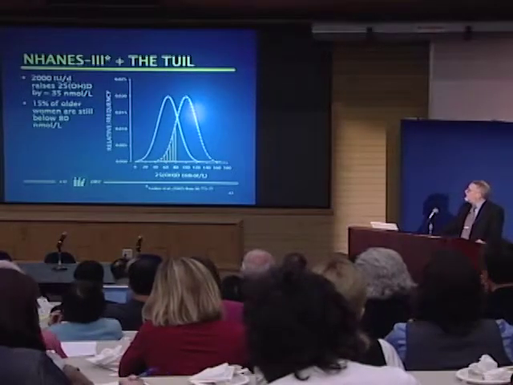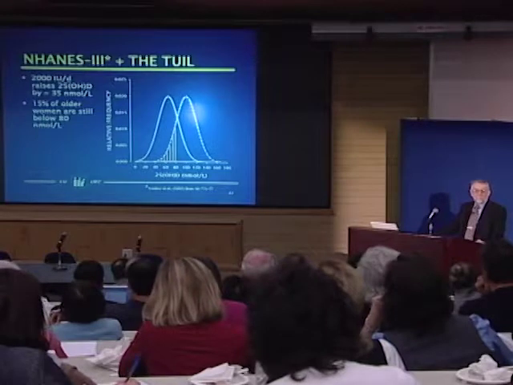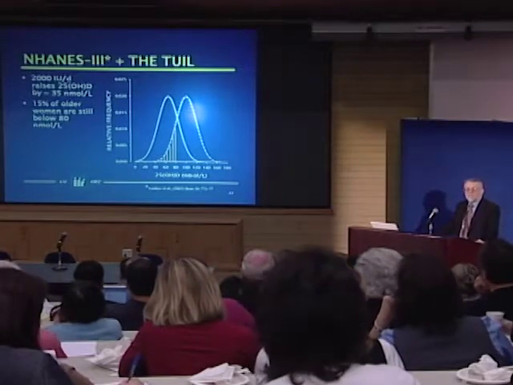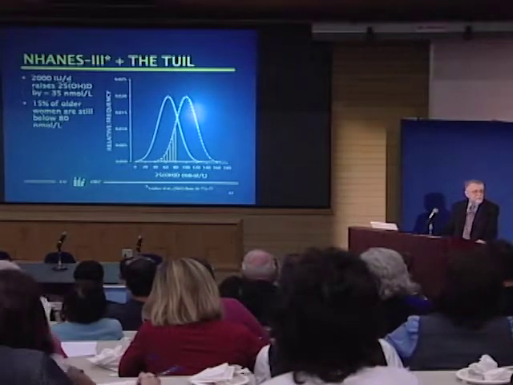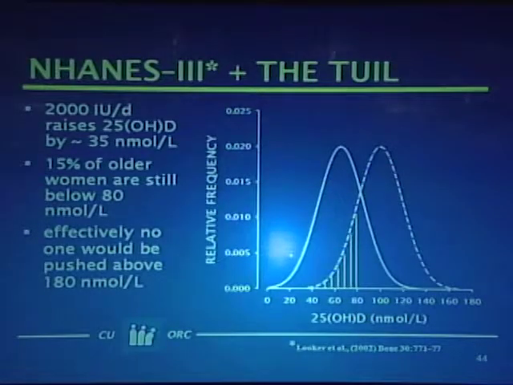Still, 15% of women are below 80 nanomoles. That is, 2,000 international units at a population level would not get 15% of the people up to where we would think they ought to be, which is at least 80 nanomoles. And if you buy 100 or 120, for which I think there is some credible evidence, then it's going to take more than this. However, this is a key point. Effectively, nobody would be pushed above 180 nanomoles per liter, which is about 70 nanograms per milliliter, something of that sort.